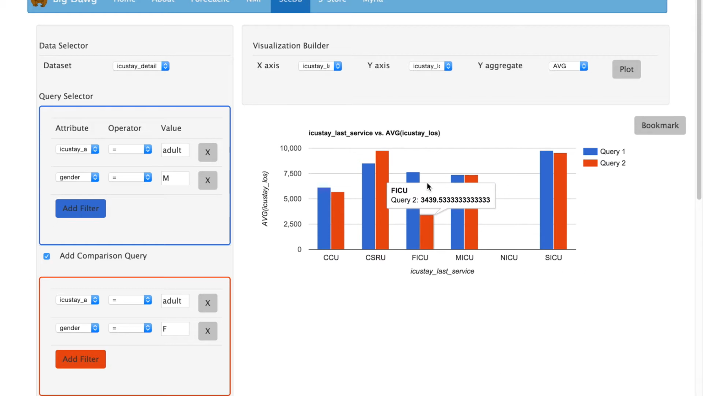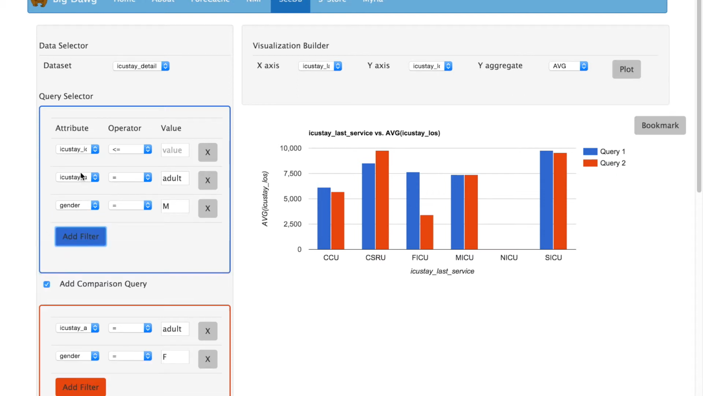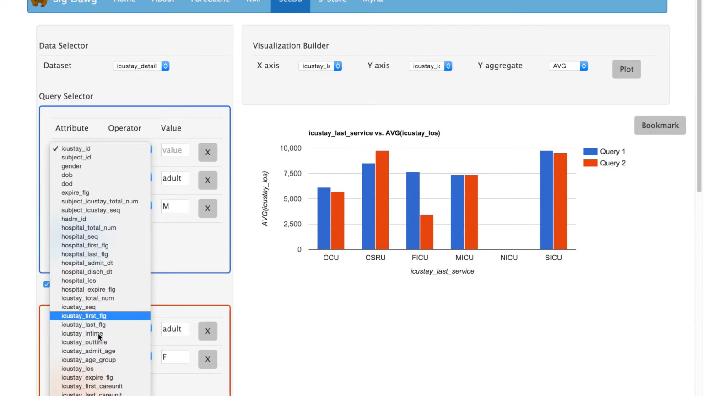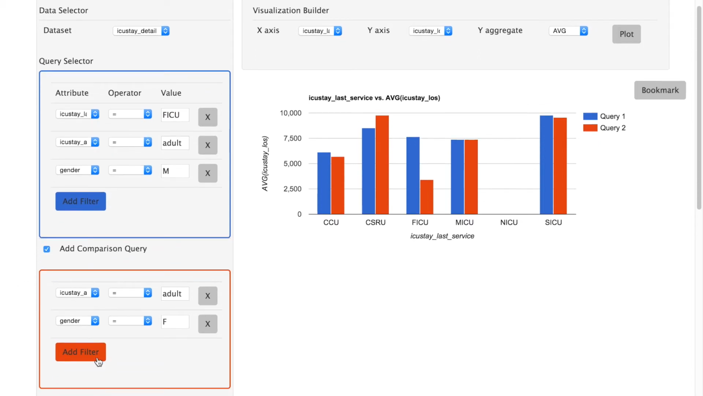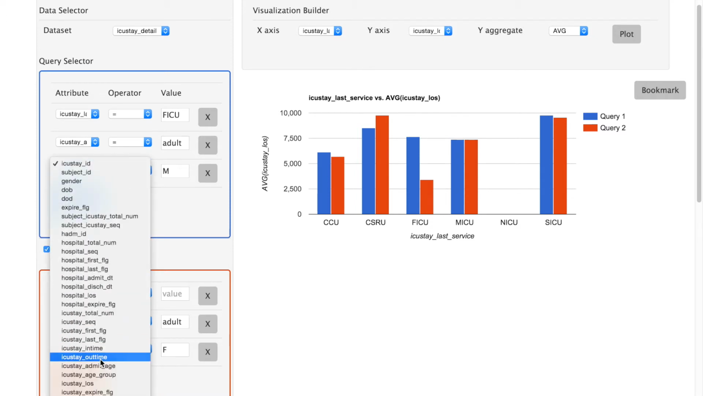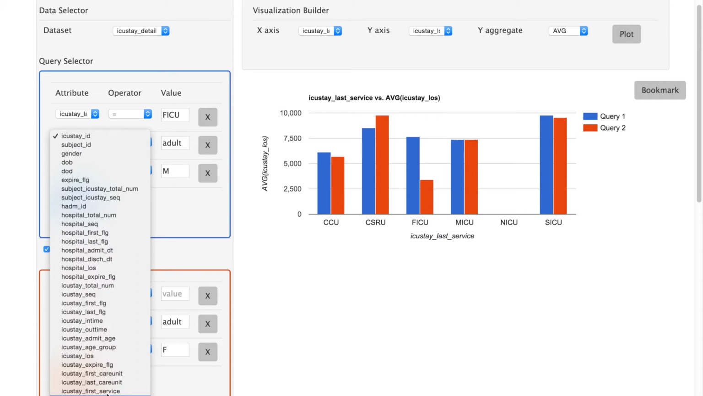What is interesting about this chart is that it shows that when a patient is admitted to the FICU last, then the length of stay for male patients is much longer, twice as much in fact, than the length of stay for female patients. This indicates a trend that might be worth further exploring and seeing if there is something to be followed up on there. So let's do that by simply adding a filter. We would like to examine the ICU last service, which is equal to FICU, which is just a particular ICU building. And we want to set that filter for both males as well as females.